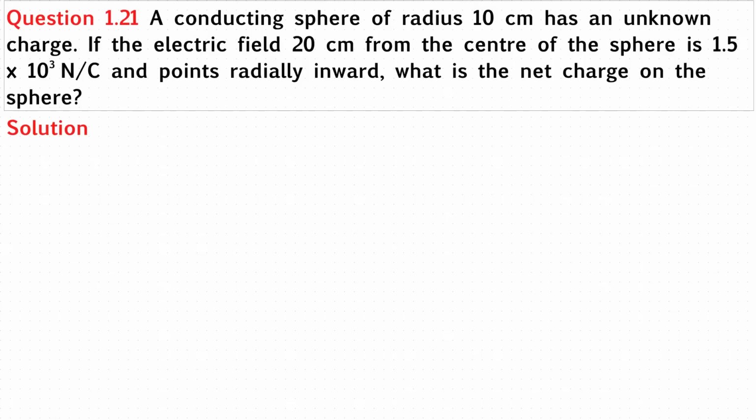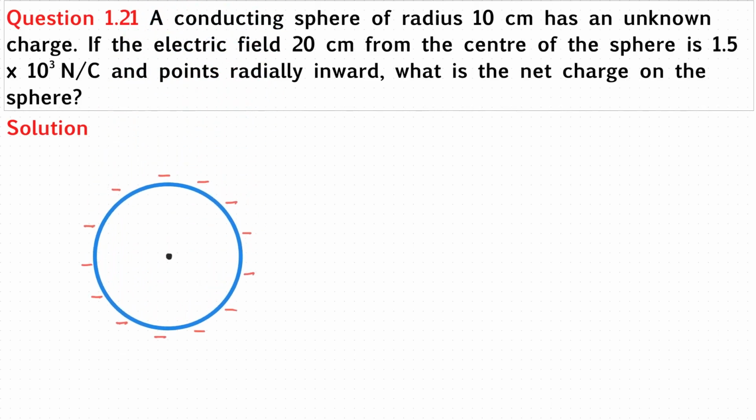Let us see question 1.21 of the exercise. A conducting sphere of radius 10 centimeter has an unknown charge. If the electric field 20 centimeter from the center of the sphere is 1.5 × 10^3 Newton per coulomb and points radially inward, what is the net charge on the sphere?